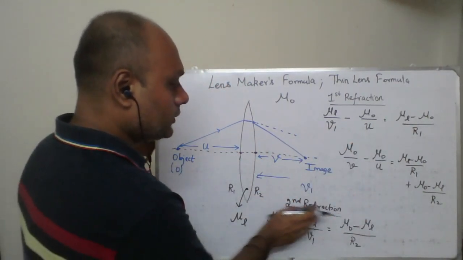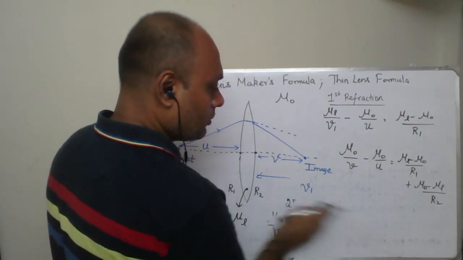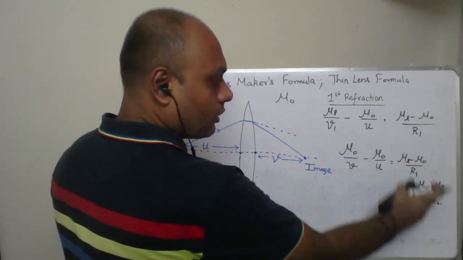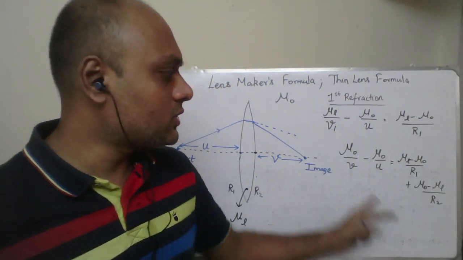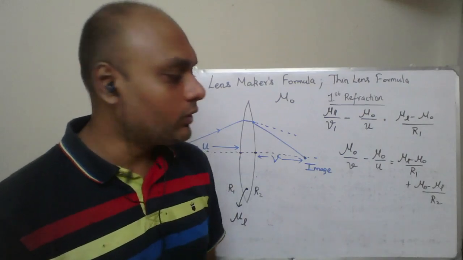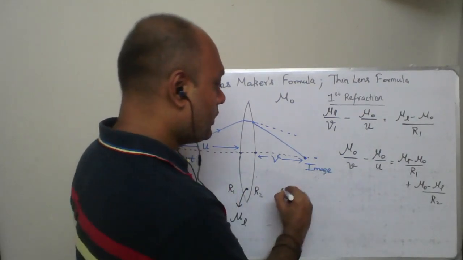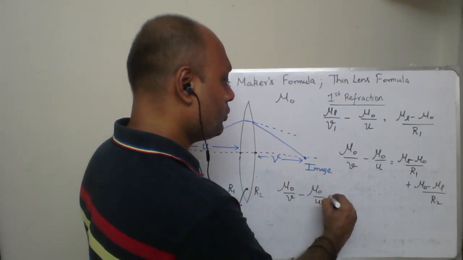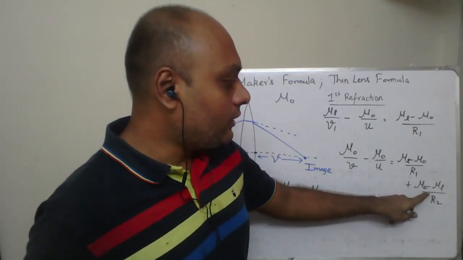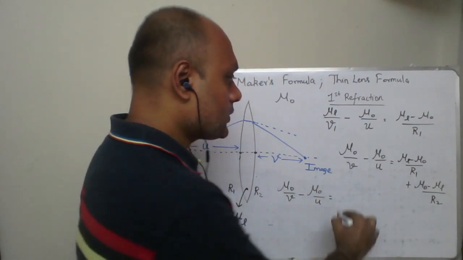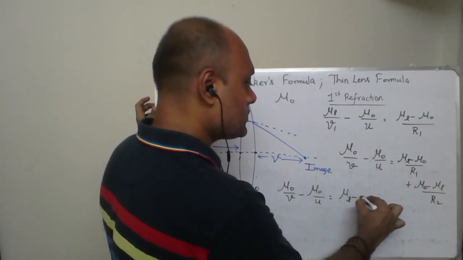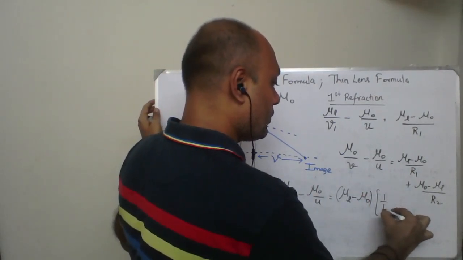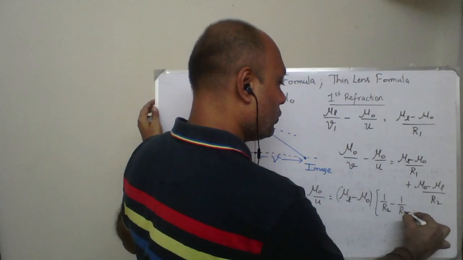Now upon simplification, if you are to make note of it, pause the video and kindly make note of it. Okay, so I am going to make certain mathematical manipulations to this particular equation. So now I will write it like this: mu naught by V minus mu naught divided by U equal to mu L minus mu naught divided by minus R2, and I can express this as mu L minus mu naught times 1 by R1 minus 1 by R2.